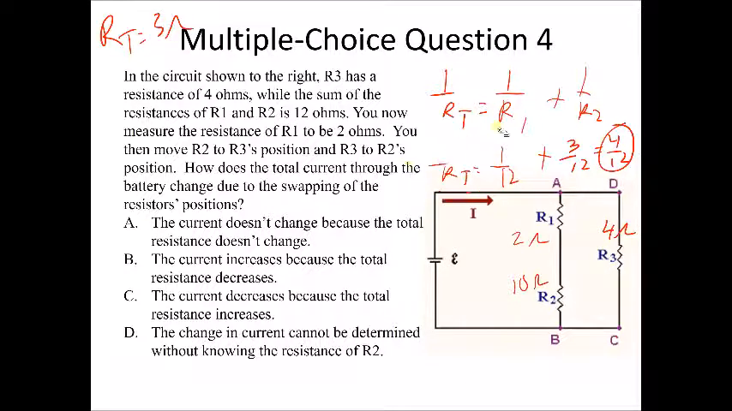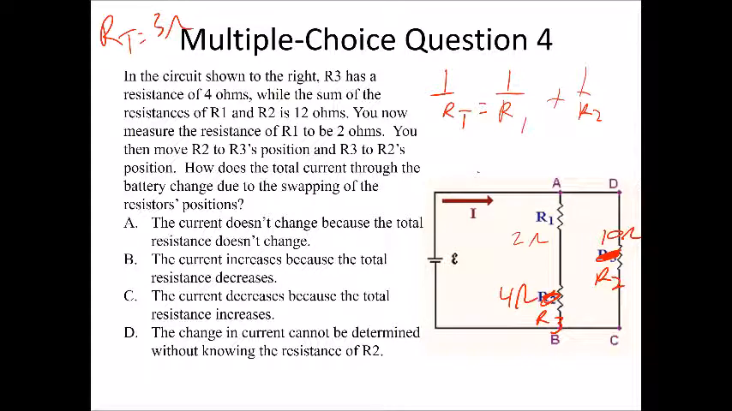Now, it tells us that R2 and R3 essentially are going to get swapped. So we're going to take R3 and R2. So now this is going to be R2, 10 ohms. This is going to be R3, 4 ohms. And let's go ahead and find out what the resistance is now. So it's going to be 1 over RT equals 1 over, in this case, the branch resistance is 6, 2 plus 4. And the branch resistance over here is 10.